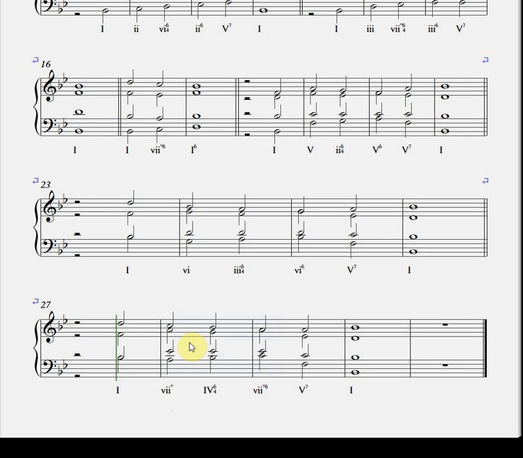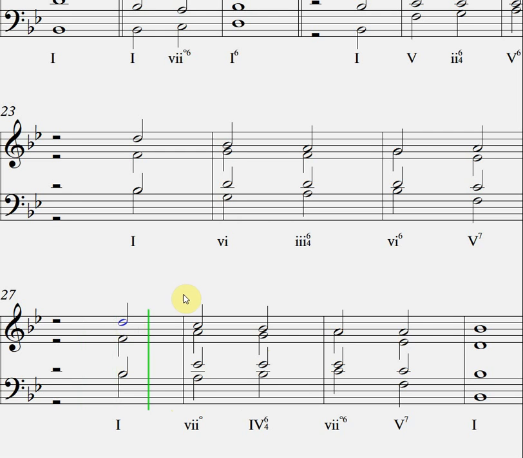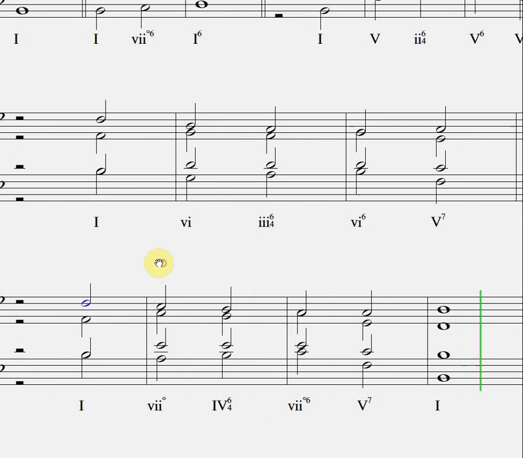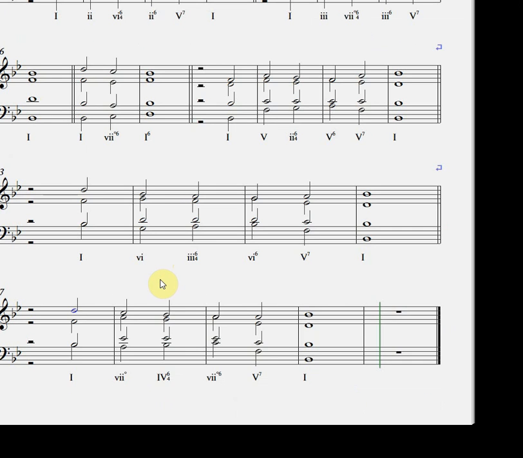So we have this unusual use of the leading tone triad here in root position with the doubled root. As we know, it would normally be used in first inversion with the doubled third. And here again we have it this time in first inversion, but again with the doubled root. So let's listen to it and see how it sounds. Well, it's really not too bad.